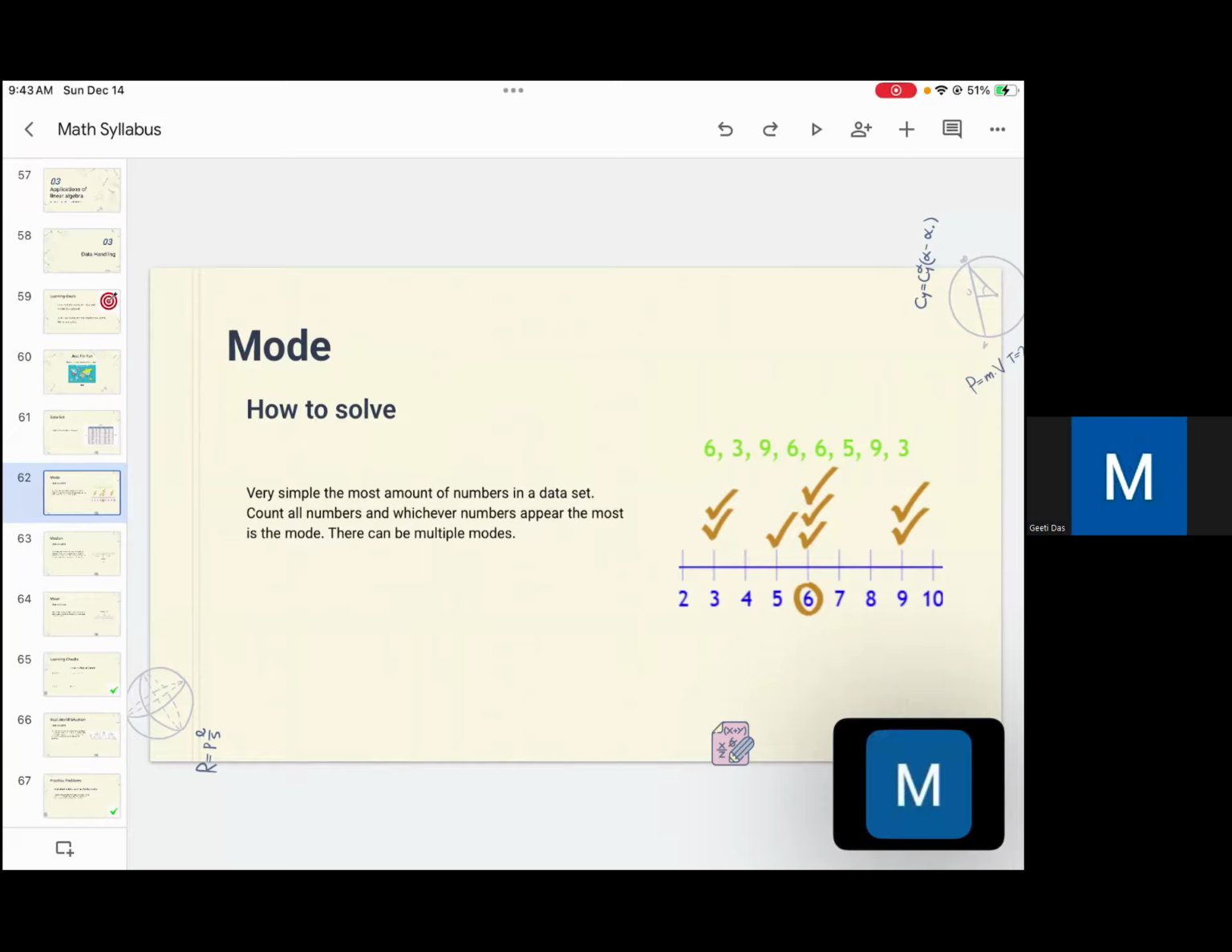Can you give an example? Do you see on the right here, there's a list of numbers. The number that appears the most is 6. So 6 is the mode.